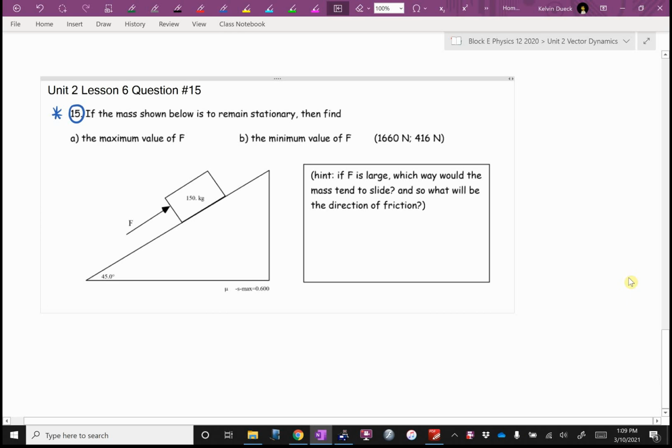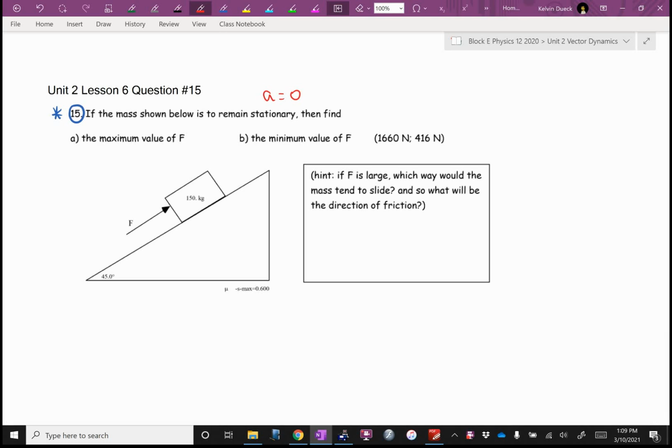Lesson 6, question number 15. This is a neat one. So this says, if the mass shown below is to remain stationary, which by the way means that A is going to be 0, which makes the question a lot easier, find the maximum value of F and find the minimum value of F. So it looks like we're pushing uphill.